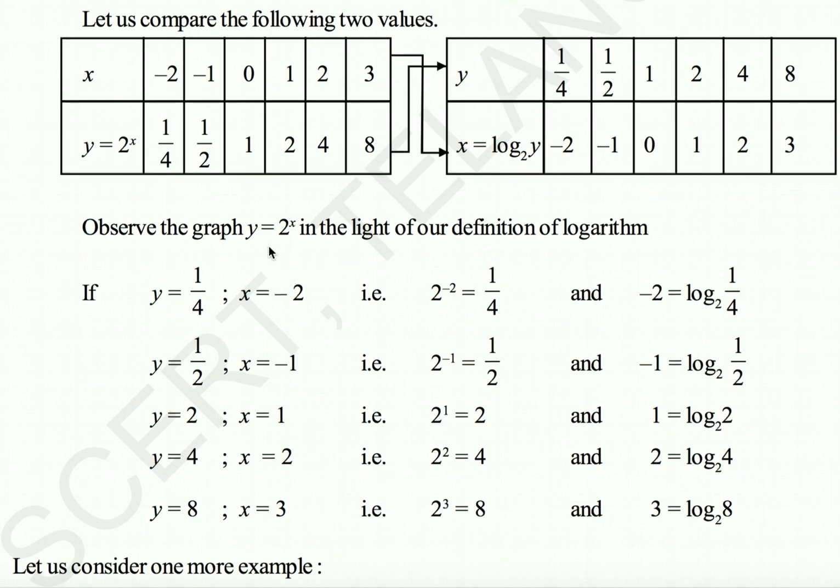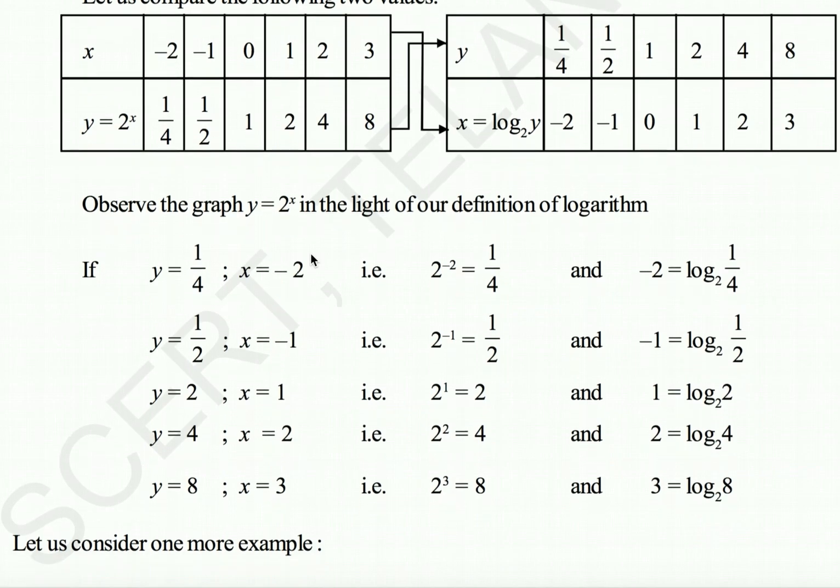Observe the graph y equal to 2^x in the light of our definition of logarithm. If y equal to 1 by 4, x equal to minus 2, that is 2 power minus 2 is 1 by 4. If you go in the other way, you must get minus 2. Similarly, you observe these things.